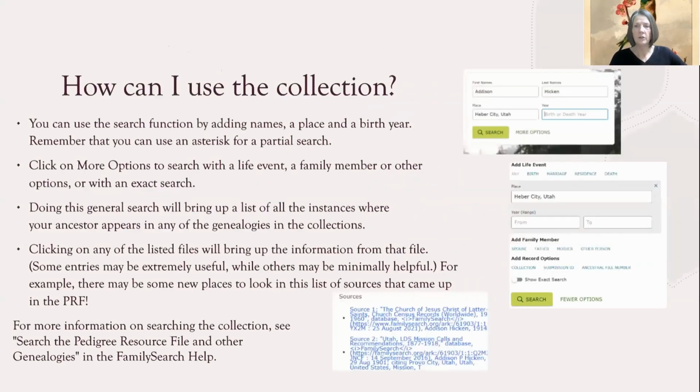Okay, so how can you use the genealogies collection? We'll go directly there now. You can use the search function. When you go to the genealogies page, use the search function by adding names, a place, and a birth year. You can use an asterisk for a partial search. You can click on more options and search by life events, family members, or other options. Or you can use an exact search.